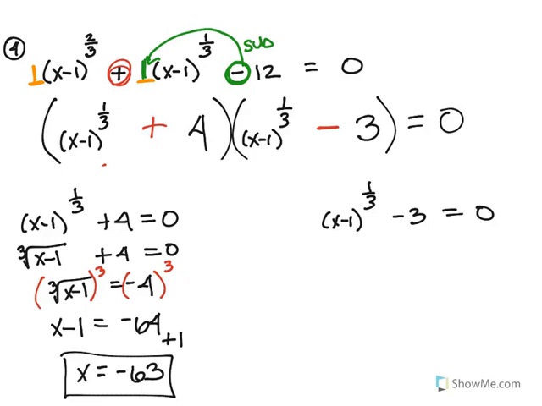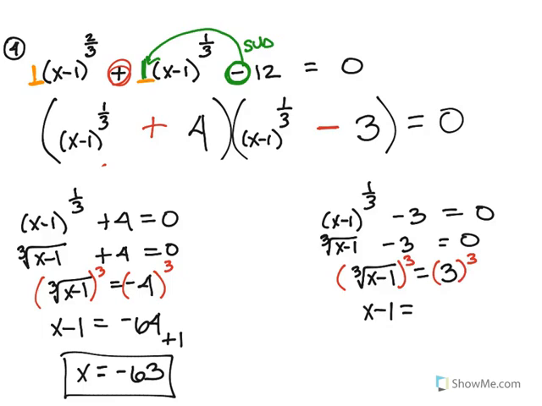So go to the second one. We're going to do the same thing. If you want to write it as a root, that's fine. And we're going to do what with that negative 3? Add it. And then what do we do? Cube both sides. Good. So we got x minus 1 equals 27. Last step. Add 1, so x equals 28. Those are your 2 answers.